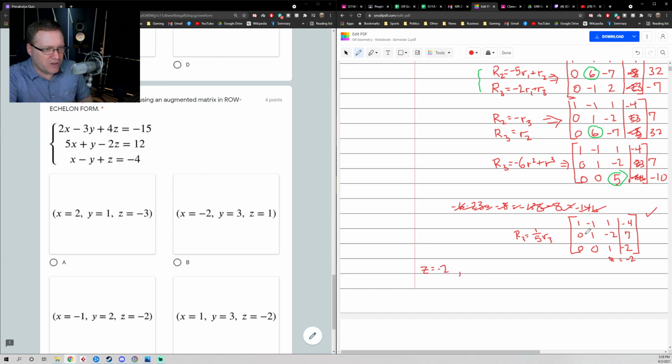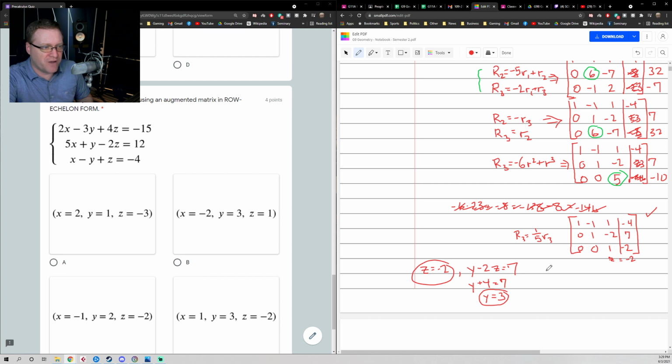And then we look at the next equation. This tells us that y minus 2z equals 7. But what is z? Z is -2. So y minus 2 times -2, which is +4, equals 7, which means y equals 3. All right, so we know y equals 3. We know z equals -2.